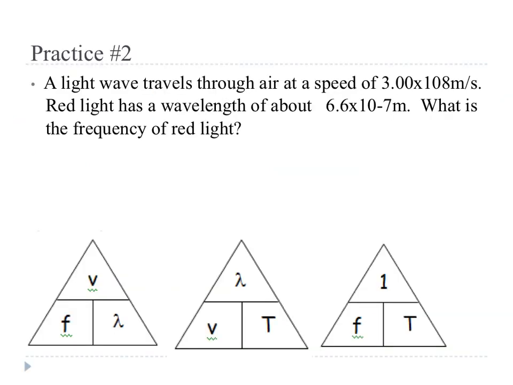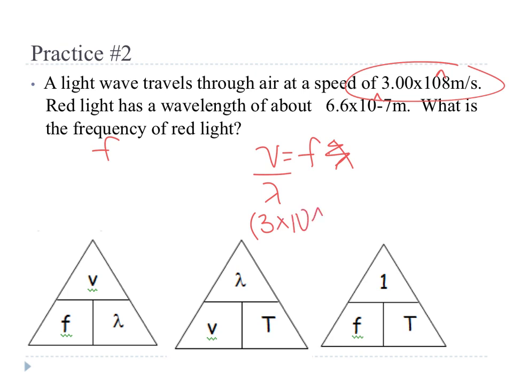All right, how about this one? A light wave travels through air at a speed of 3 times 10 to the 8th. Red light has a wavelength of 6.6 times 10 to the negative 7th. What is the frequency? So now we want F. Well, I know wave speed is frequency times wavelength, so I need wave speed divided by wavelength in order to get frequency. So again, this is when you need your calculator: parentheses, 3 times 10 to the 8th, close the parentheses, divided by 6.6 times 10 to the negative 7th. Don't forget the negative sign.